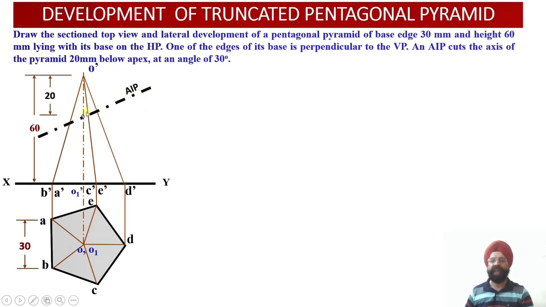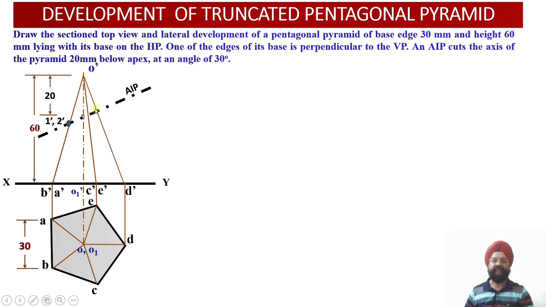So here we have an auxiliary inclined plane which passes through all the 5 slant generators. You see, slant generators O dash A dash and O dash B dash have been cut by this plane, and the points of intersection happen to be 1 dash and 2 dash. So 1 dash is the point of intersection of the cutting plane with the slant generator O dash A dash, whereas 2 dash is the point of intersection of the cutting plane with the slant generator O dash B dash.